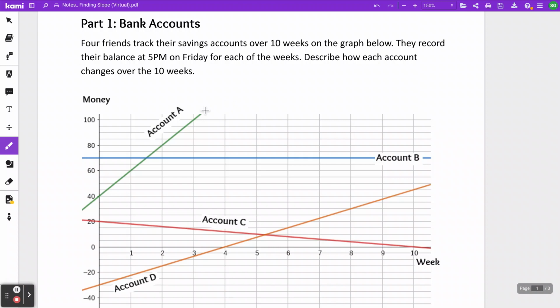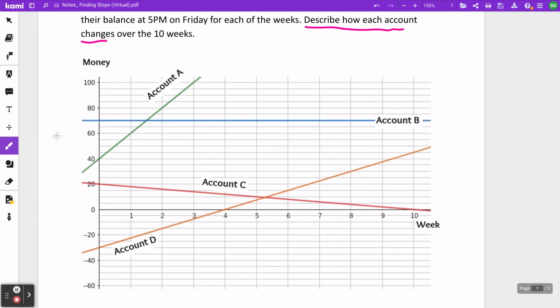So our job is going to be, there are 4 accounts here, A, B, C, and D, and we want to describe how each account changes. So is the account going up, going down, something different, and can you attach a number to that? So we'll go through them one at a time. We're going to start with account A.